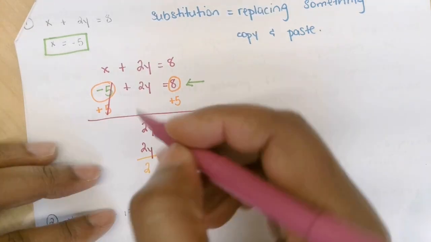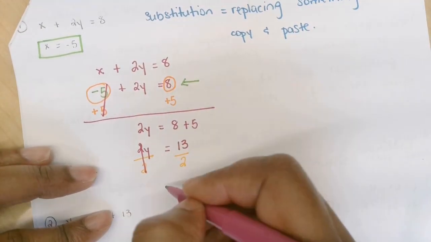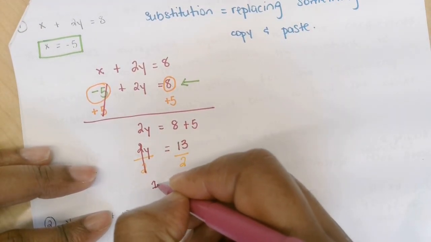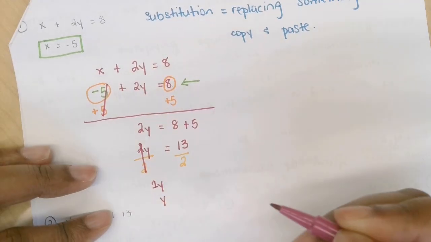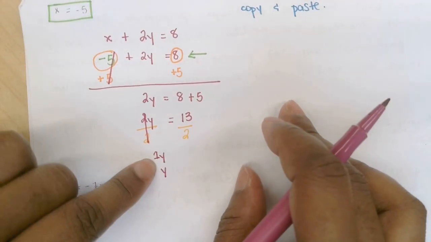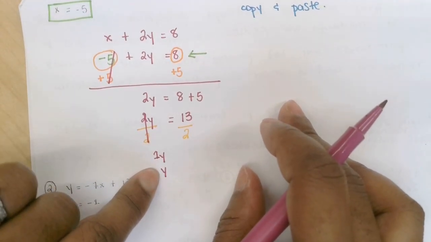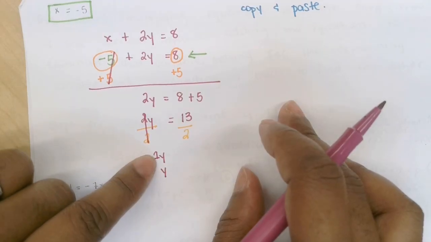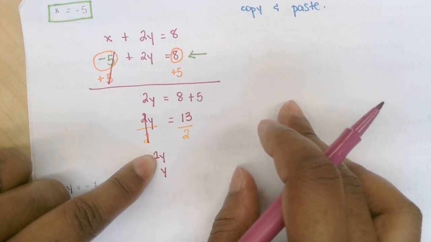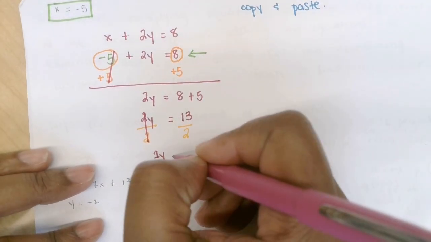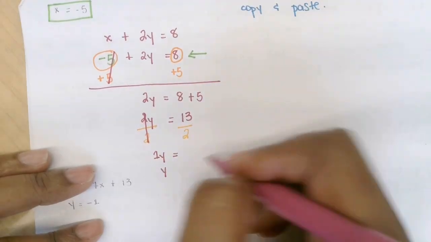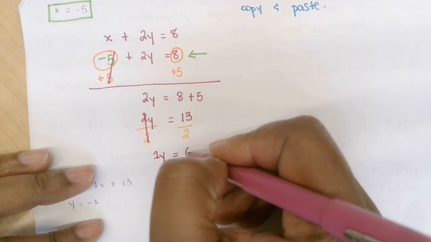So 2 divided by 2 is 1. You either can write 1y or just y. This is the same thing as this. This is just saying there's an invisible 1. But if you feel comfortable writing the 1y, that is also fine. Equal 13 divided by 2, that should be 6.5.